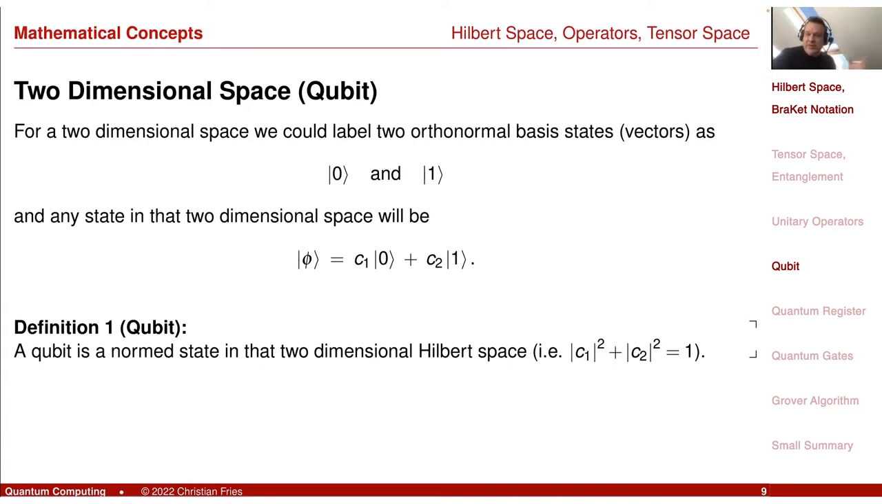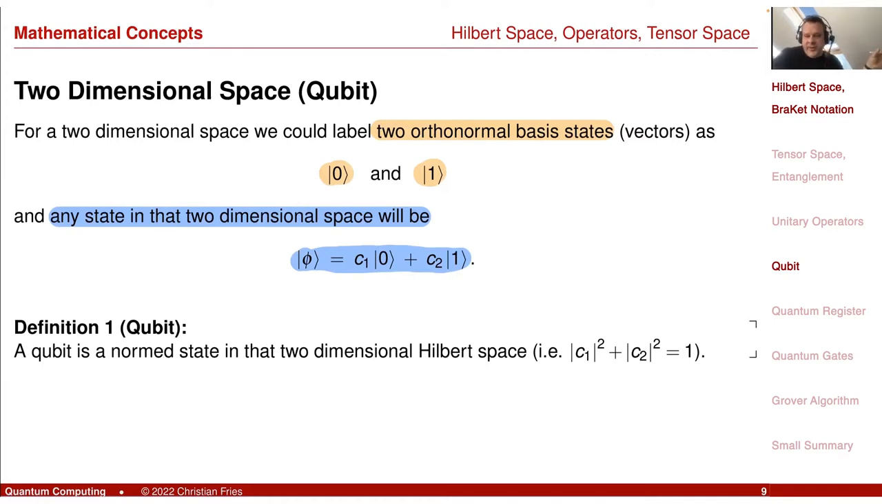So I just call the two states ket zero and ket one. Well, actually, these are maybe just names. You can think of them just as being names. So I have here two orthonormal basis vectors, which are ket zero and ket one. And then this means I can represent any state, any vector in my two-dimensional space, in terms of this basis. So I have that phi is some complex number C1 times ket zero, plus some complex number C2 times ket one.